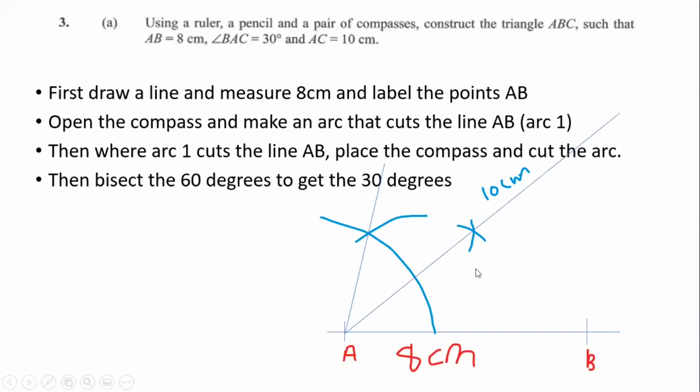And then we can go ahead and join our triangle to get our perfectly constructed triangle ABC, where AB is 8 centimeters, which we used the ruler to draw. We get our angle BAC, which is 30 degrees, which we used our compass to construct, and then we use our ruler to join the point at C with the point at B, where AC is 10 centimeters.